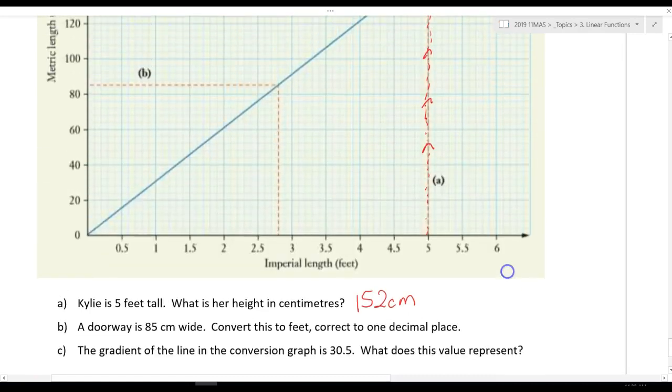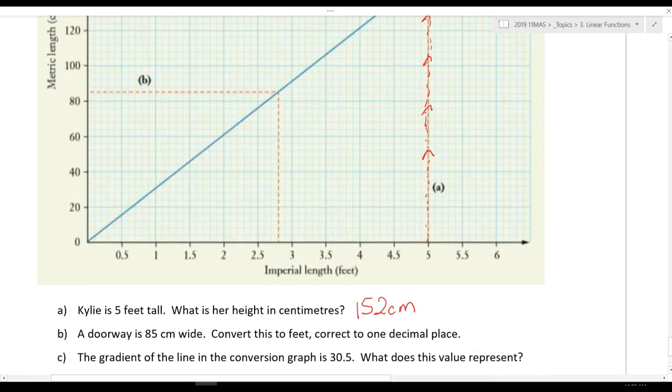Next up, a doorway is 85 centimeters wide. Convert this to feet. So now I need to go the other way. I go up here till we get to 85. Now that's not exactly on one of these lines, so you can see it's a little blurry, but as we track along there we're in between some of those grid lines, but we head straight across here until we hit the line, pivot there and go down until we hit that axis.